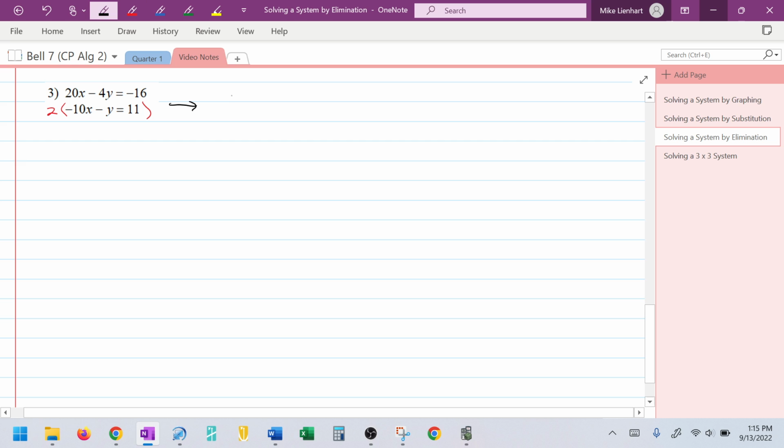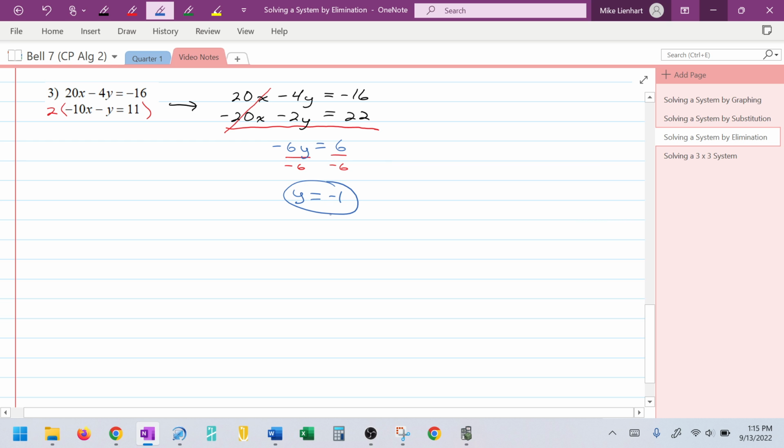So I'm going to rewrite my system. 20x minus 4y equals negative 16. And negative 20x minus 2y equals 22. Because I have opposites, I'm ready to smash, and these x's eliminate. I'm left with negative 6y is equal to 6. If I divide to solve, I get y is equal to negative 1.